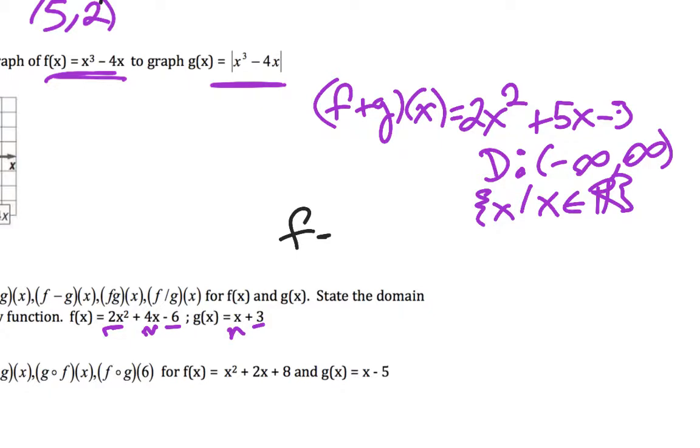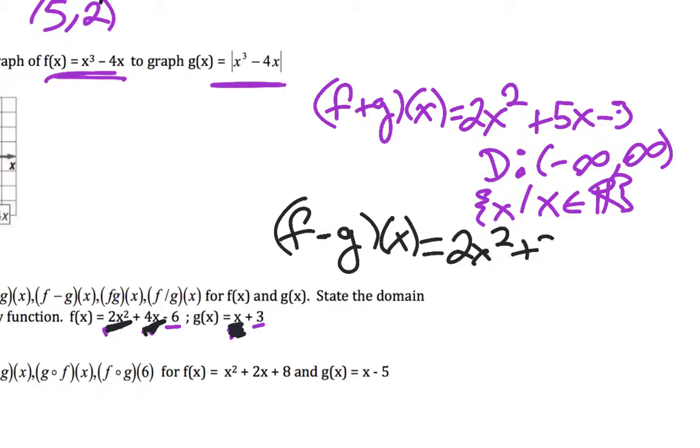F minus g of x. So there's nothing like the 2x squared, so 2x squared. Then we have a 4x minus an x, so that would be a plus 3x. And then a minus 6 minus a 3, so that's going to be a minus 9. And the domain on this one is all reals again, because there's no denominator and there's no square roots, so negative infinity to positive infinity.